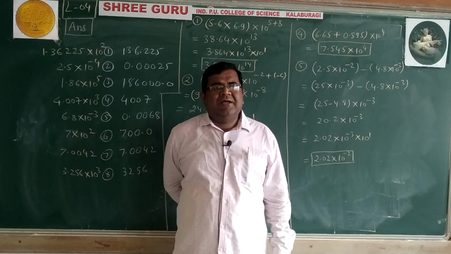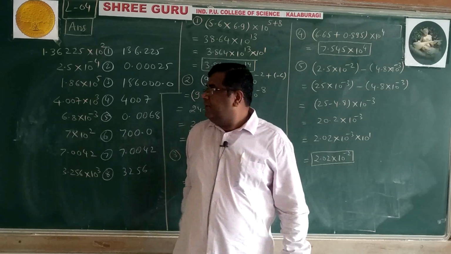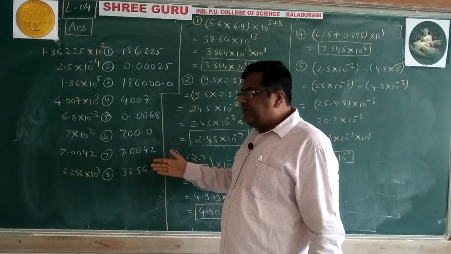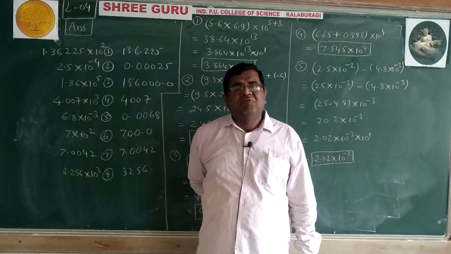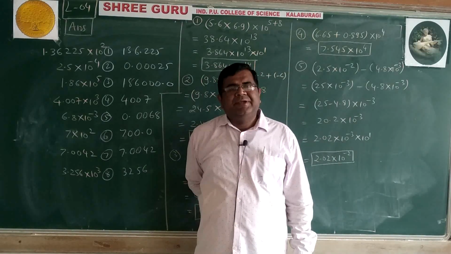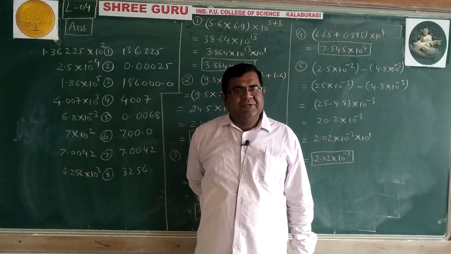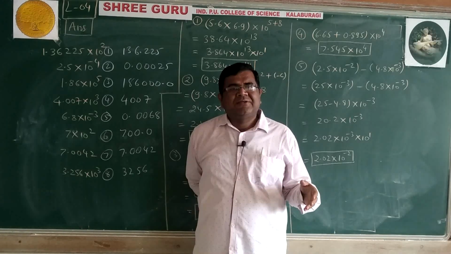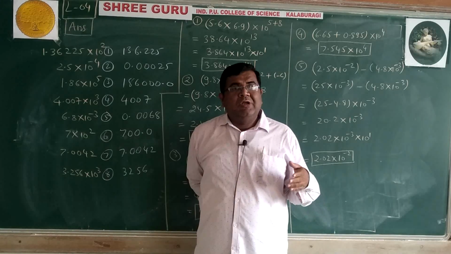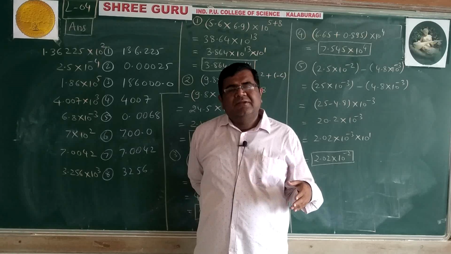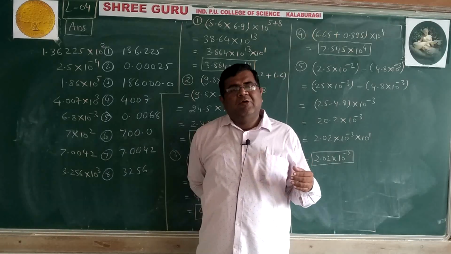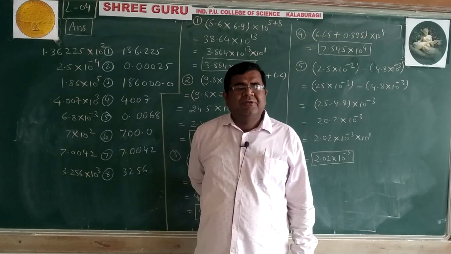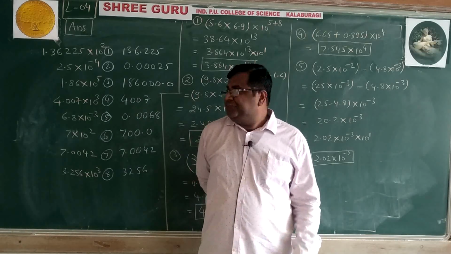In the last class, I gave you one homework to express these numbers in scientific notation. We have seen why numbers are to be expressed in scientific notation: because we are dealing with very large numbers as well as very small numbers, and in order to perform mathematical operations in a simple way, they have to be converted into scientific notation.